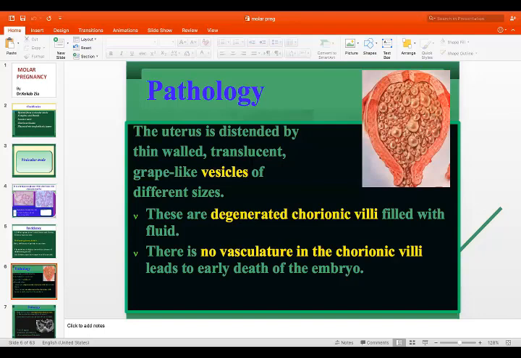Regarding its pathology, the uterus is distended by thin-walled, translucent, grape-like vesicles of different sizes, just like grapes. When you see with the naked eye, if a patient is passing these vesicles, they are just like grape-like structures. These are degenerated chorionic villi filled with fluid, and there is no vasculature in these villi, and it leads to early death of the embryo. So there is no embryo in case of complete mole.